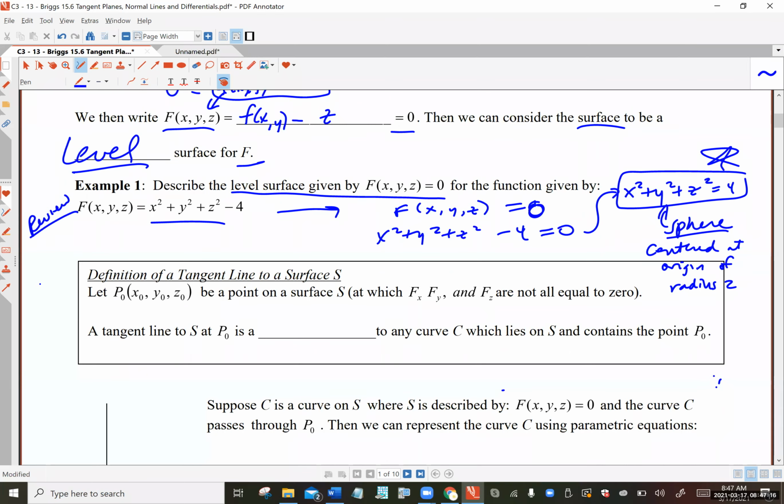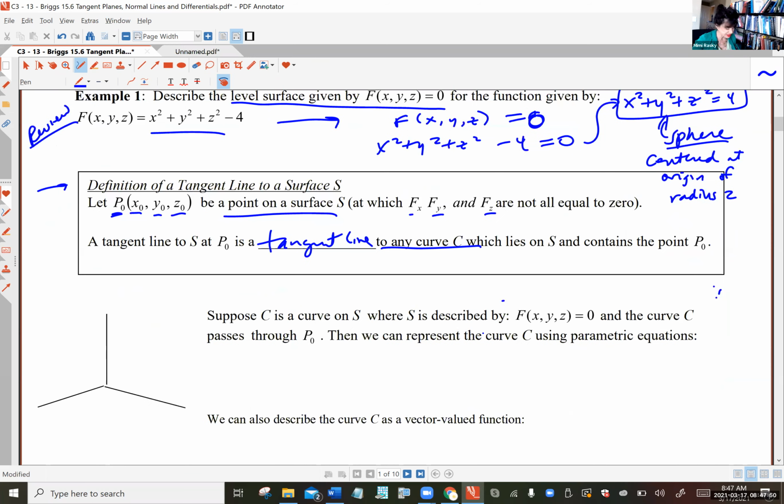So now let's do a definition of a tangent line to a surface, and then pretty soon we're going to derive the definition for the tangent plane to the surface. So if you've got a point, we're going to call it P naught, P subscript 0, with coordinates x naught, y naught, z naught. Let's say it's on your surface, big S. And let's assume that these partials, f sub x, f sub y, f sub z, are not all equal to 0. A tangent line to the surface at that point is a tangent line to any curve that lies on that surface and contains that point.